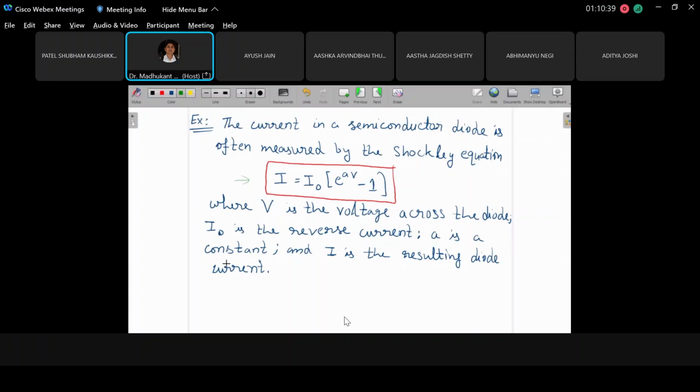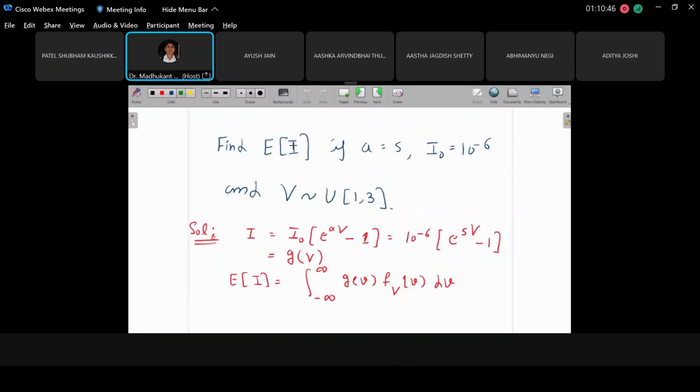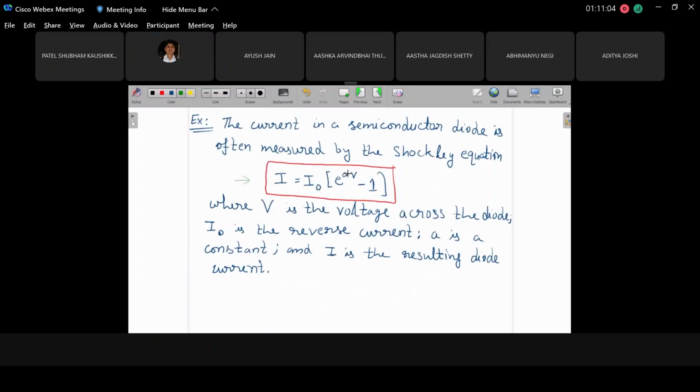Now, what is additional? This is the Shockley equation. What is additionally given to you is that you have to find the expectation of I. You have been given the A value and I naught value, and you have been given that V follows the uniform distribution over the interval 1 to 3. I naught is constant, A is constant, but I is a function of V. V is a random variable, so this complete expression identifies a random variable. So the expectation of I is nothing but the expectation of this.